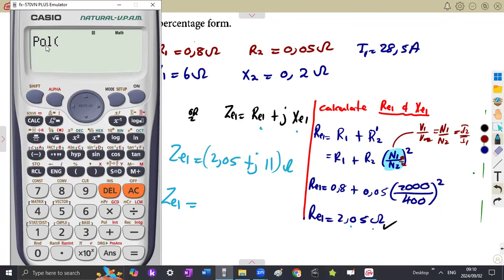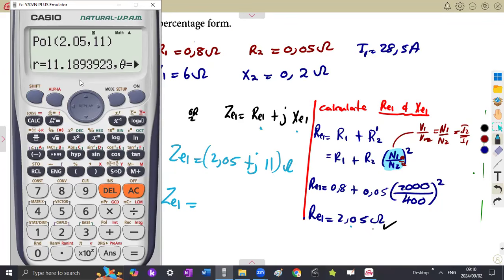Must be to polar form. You're converting to polar form. So shift, you must write polar form there. 2.05, okay, my 2 is not showing here. 2, 0.5. Then you separate this 11. That's going to be shift, close bracket. Then you put 11, close the bracket, is equal to.